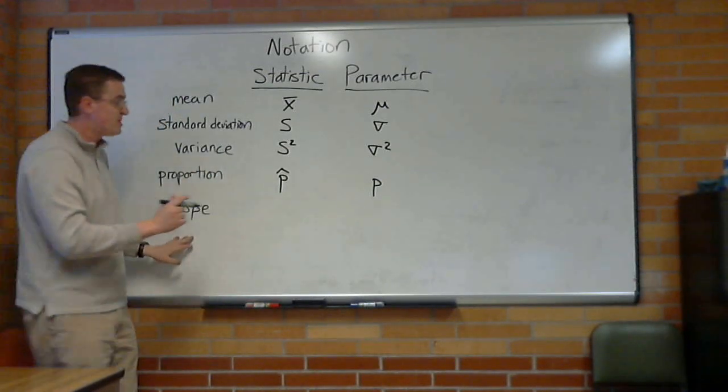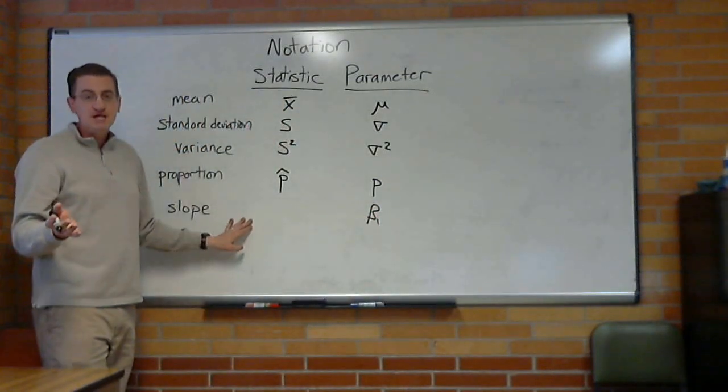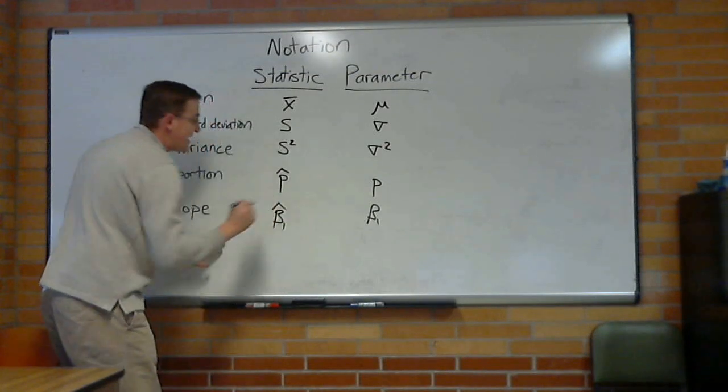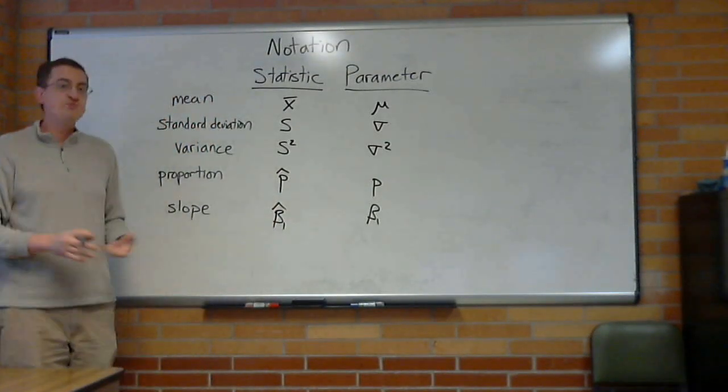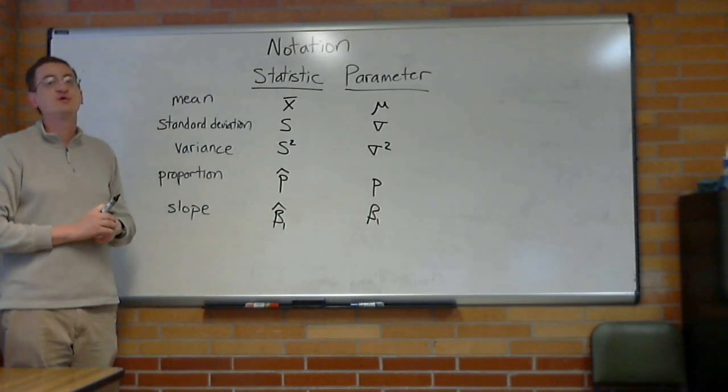Slope faces the same problem. Slope is a beta 1, but b is a letter that we use for a lot of other things, and so we're going to use beta 1 hat as our statistic. And we'll be using this notation throughout the course, assuming that you either just remember it or can look this video up again.